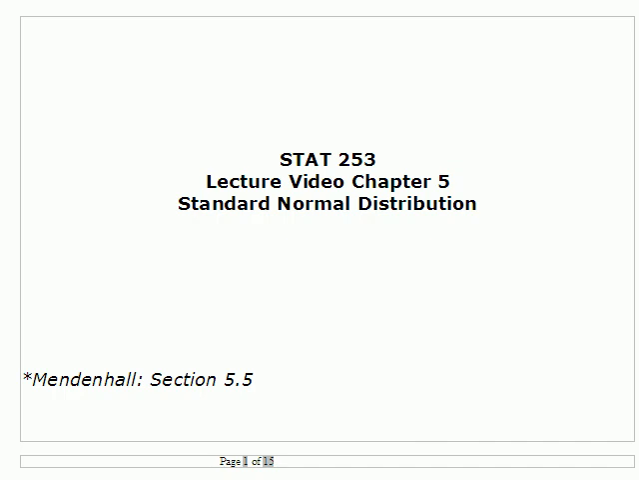This is another lecture for Chapter 5, and in this lecture I'll discuss what's called the standard normal distribution and show how to find arbitrary probabilities both using tables and using R.